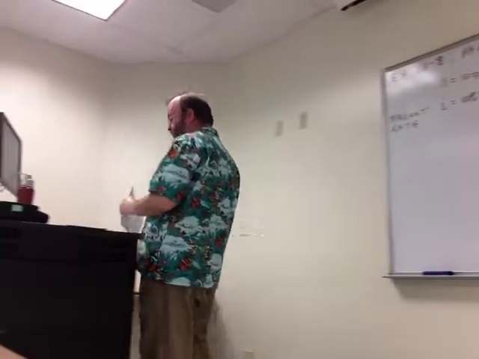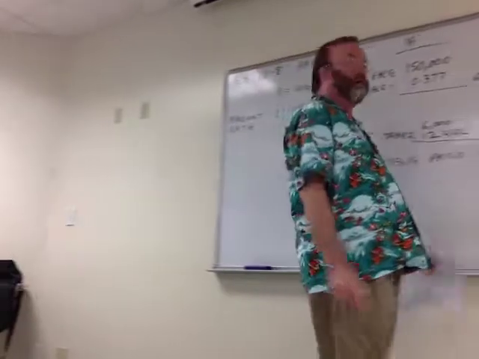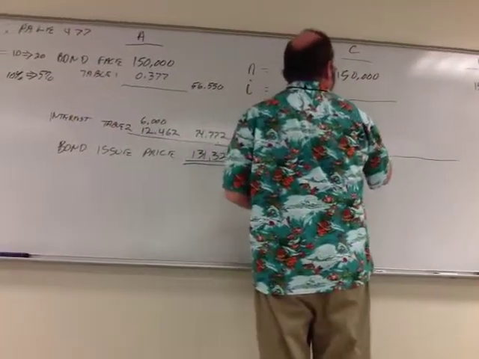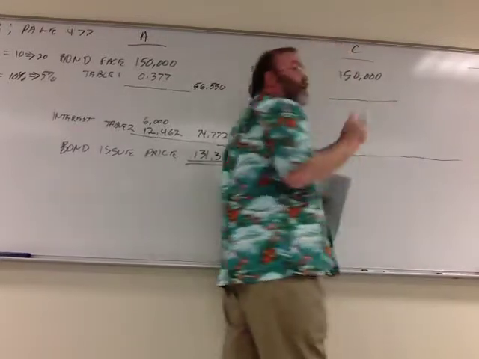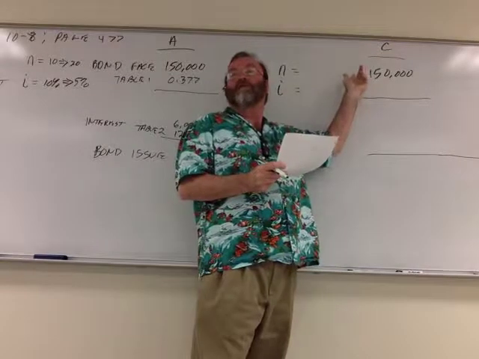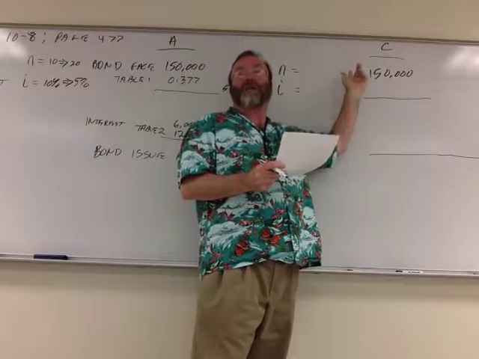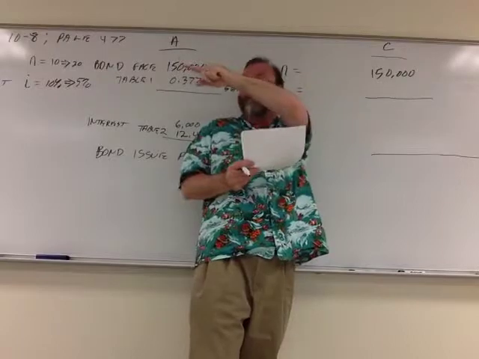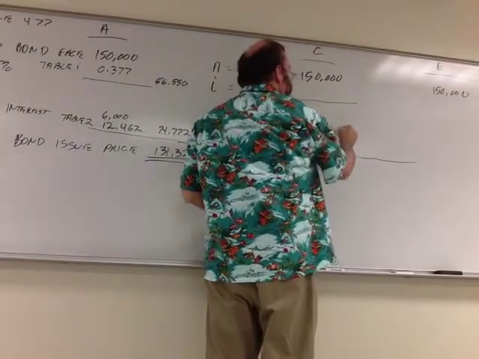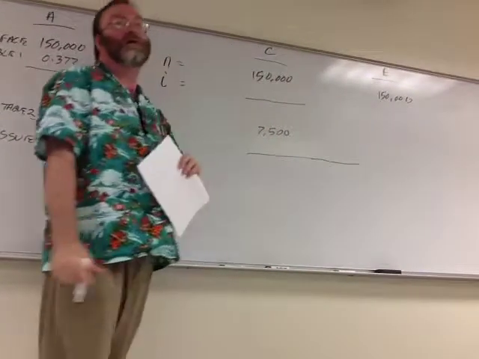C, the second one. This is a 10-year, 10% bond with a market interest rate of 8%. So what does a 10% bond pay semi-annually in interest? 10% of 150,000 is what? 15,000 divided in half. You were right. 7,500. That's what it's going to pay in interest.